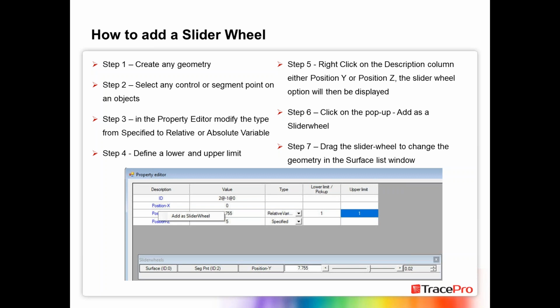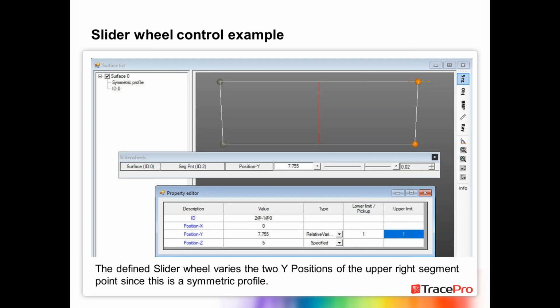You go to the description field and you right-click on it. When you do, you'll see a pop-up that says Add as Slider Wheel. Click on it. When you do that, the slider wheel dialog menu will show up. Now you can drag back and forth to change the geometry, you can change the tick value, and you can start seeing in the Interactive Optimizer what happens when you change that particular segment point by using the slider wheel.